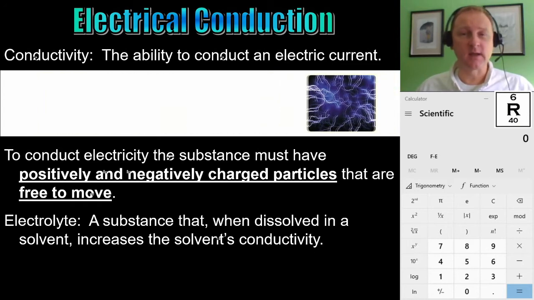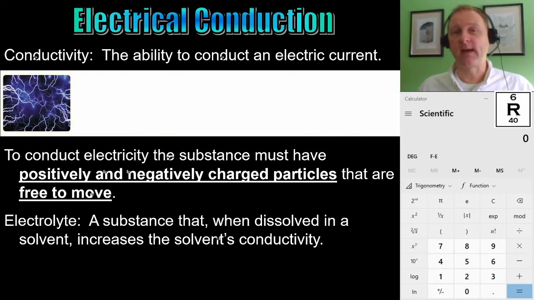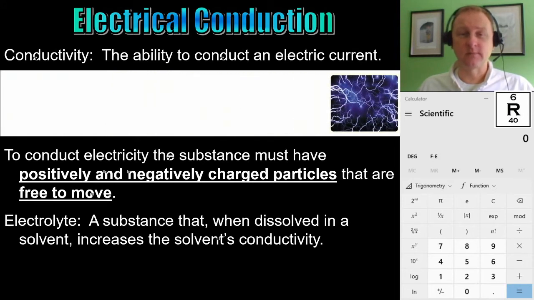Tap water has ions dissolved in it. Even rainwater has ions dissolved in it. But if you had distilled water, it wouldn't be a very good conductor of electricity.